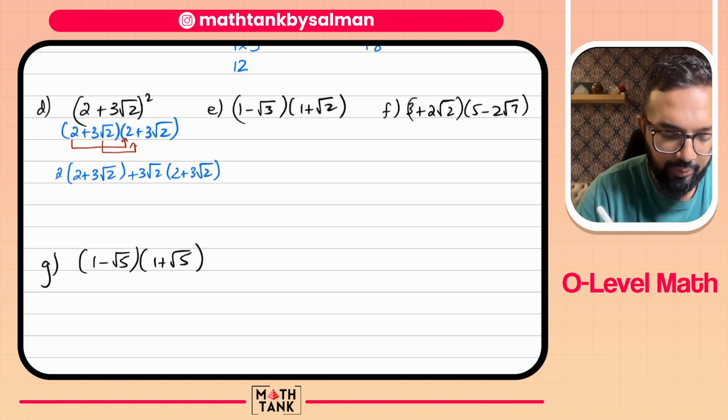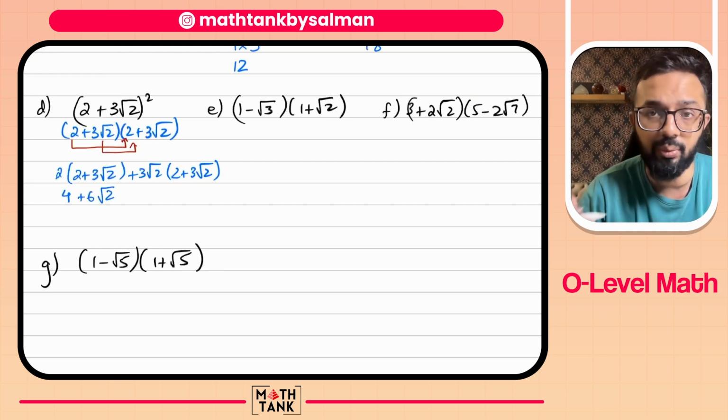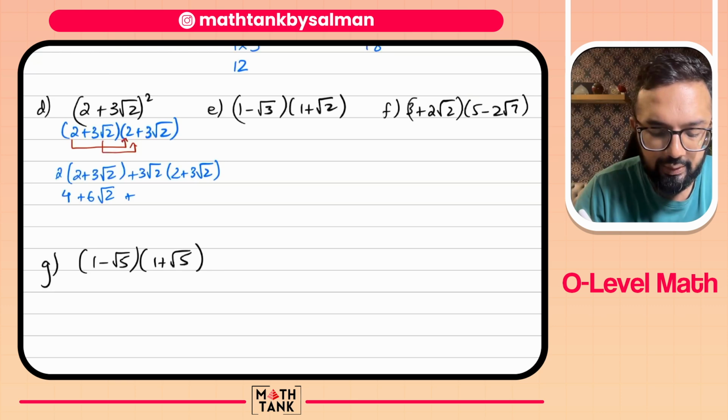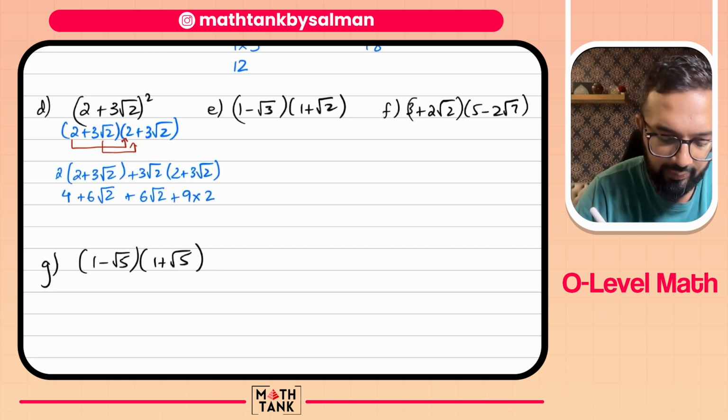Okay. 2 into 2 gives me 4. 2 into 3 root 2 gives me 6 root 2. Remember that the number multiplies with the number, the root multiplies with the root. If the root is absent, then you simply get just root 2. Okay, what's 3 root 2 into 2? That's 6 root 2. Okay, and then 3 root 2 into 3 root 2 is 9 into 2. So that gives me 4 plus 12 root 2 plus 18. So that's 22 plus 12 root 2.